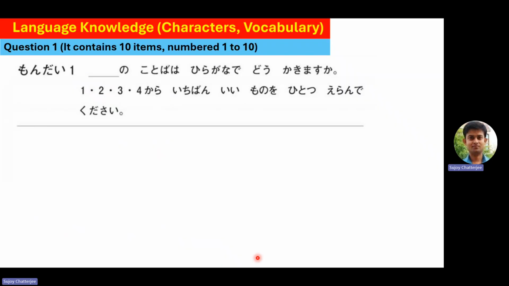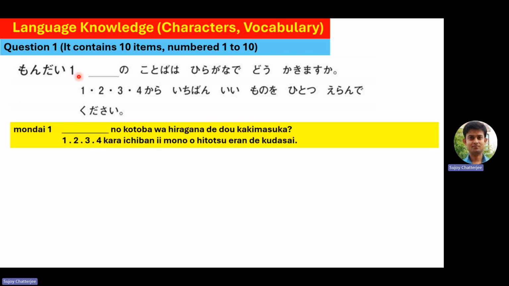So language knowledge, characters, vocabulary. This is the first section of the JLPT N5 question paper. Question 1 contains 10 items numbered 1 to 10. So now let's interpret what they have written. Remember, from now onwards there will not be anything written in English on the test question paper. Instructions are only translated into English. Rest everything will be in Japanese. So now you have to understand each and everything in Japanese. Let's see what is written.